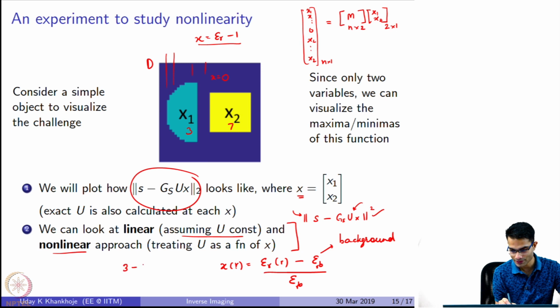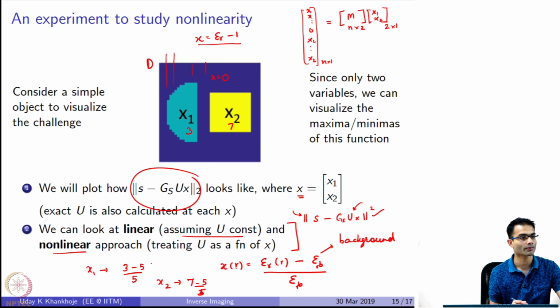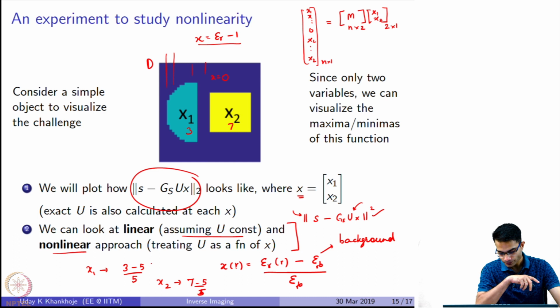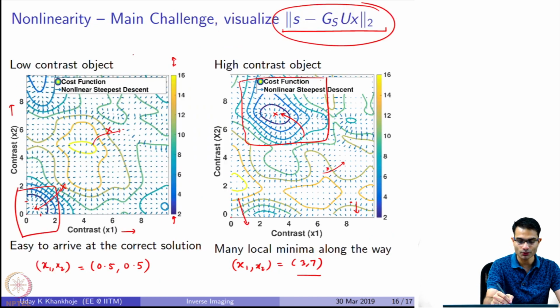So 3 minus 5 by 5, right, for x1 will become this, and x2 will become 7 minus 5 by 5, right. So these are all numbers which are small, right. Minus 2 by 5 is minus 0.4 and 2 by 5 is plus 0.4. So my problem has become lesser. I have mapped it to sort of this problem.